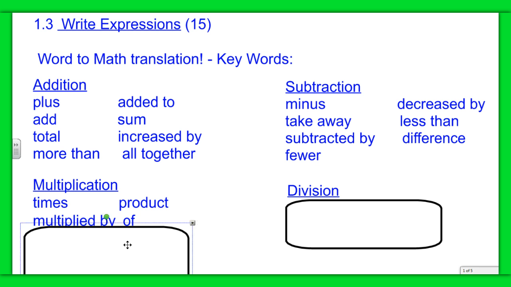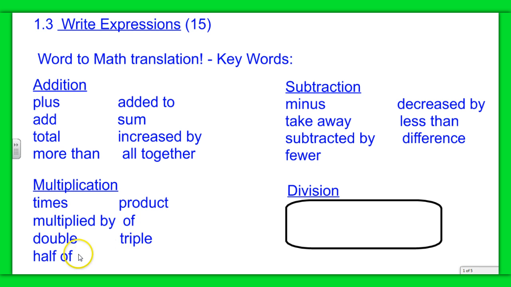And then finally we have words like double, triple, or take half of something. When I take half of something, I could multiply by 1/2. If I take 1/3 of something, multiply by 1/3. Often people think of division when we use these terms, but you could use multiplication to represent them as well. Double means 2 times, triple means 3 times, and so on.